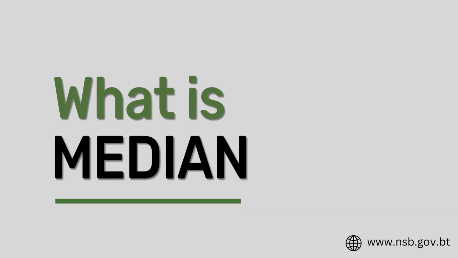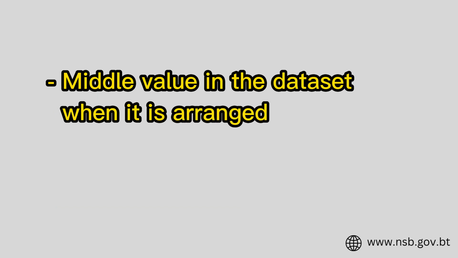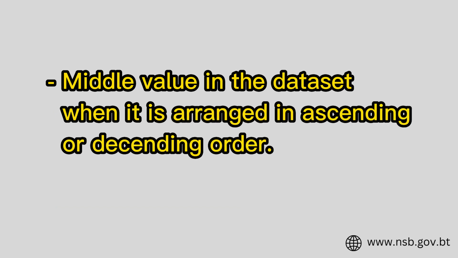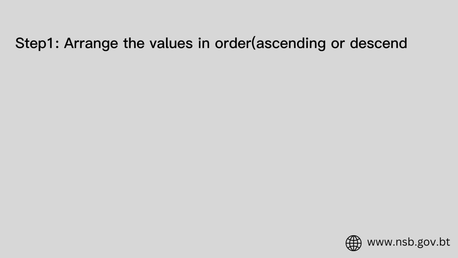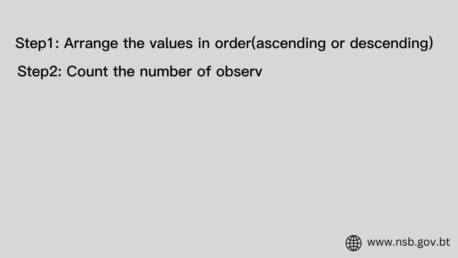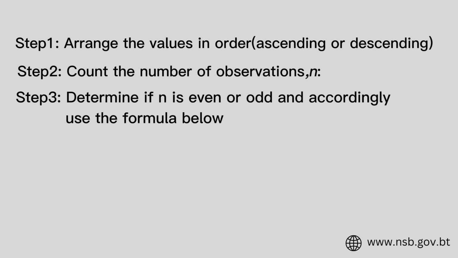What is median? The median is the middle value in the data set when the values are arranged in ascending or descending order. But how do we find the median? The following steps are used to find median of a data set. Step 1. Arrange the values in ascending or descending order. Step 2. Count the number of observations, that is small n. Step 3. Determine if n is odd or even and accordingly find median value using the formula given below.